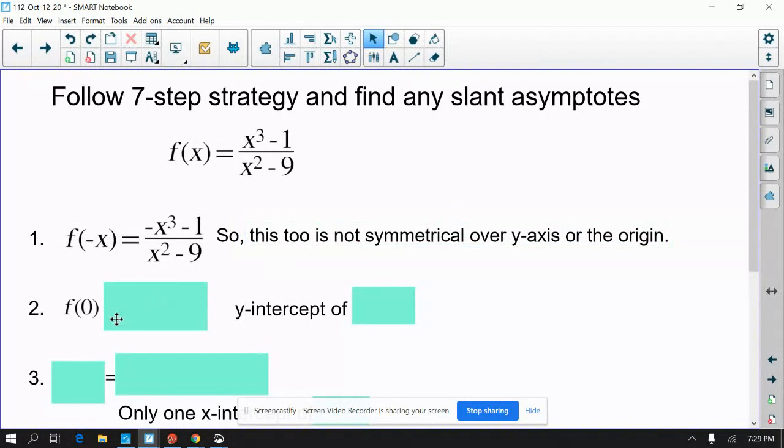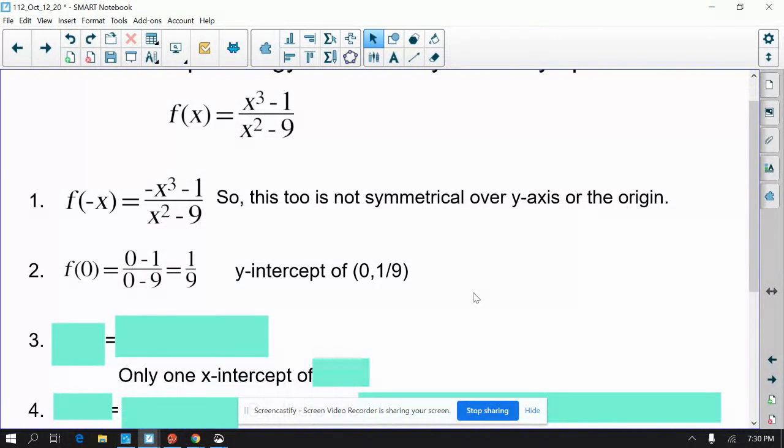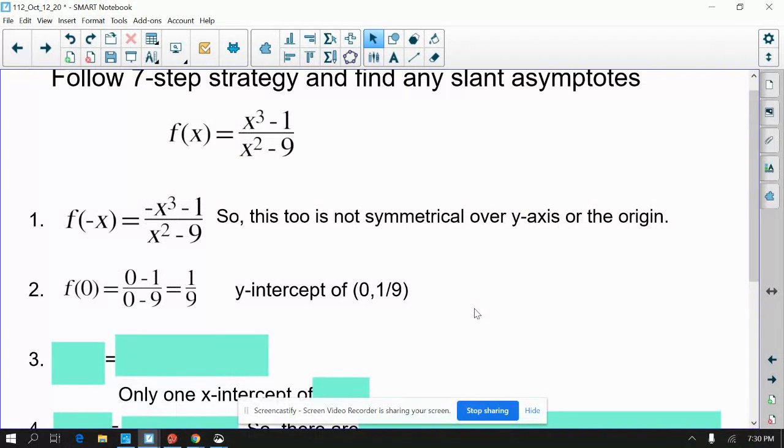Finding the y-intercept, we could do mentally. You plug in 0 for x, what are you left with? -1 over -9, so that's positive 1/9. So I know there's a y-intercept of (0, 1/9). And then the x-intercepts are where the numerator equals 0.